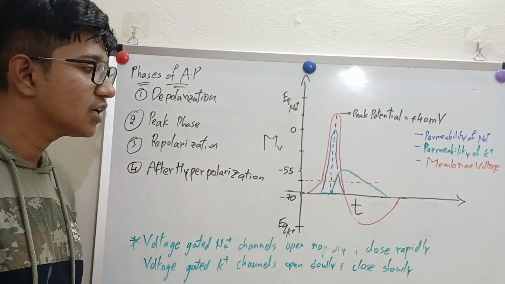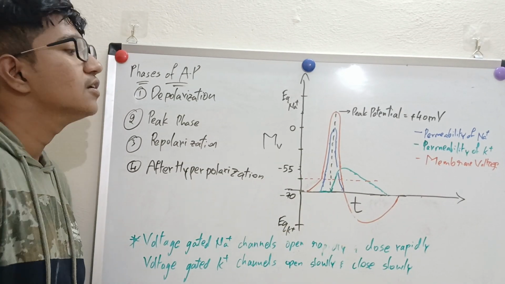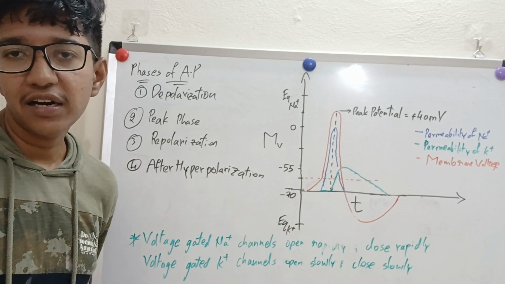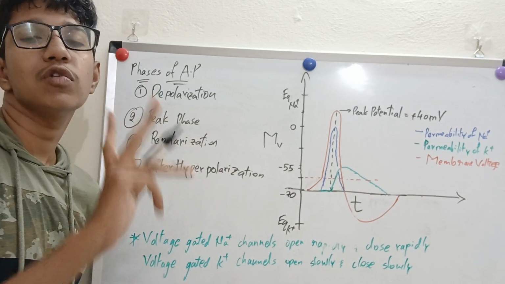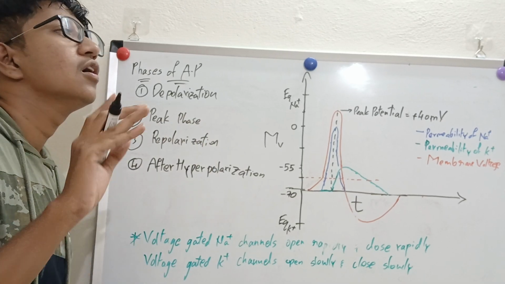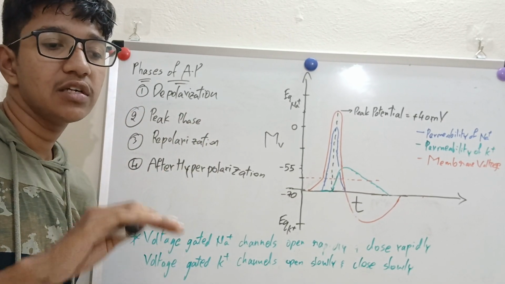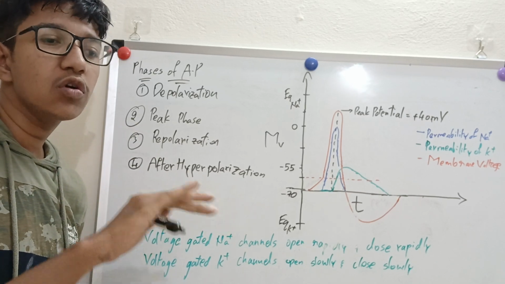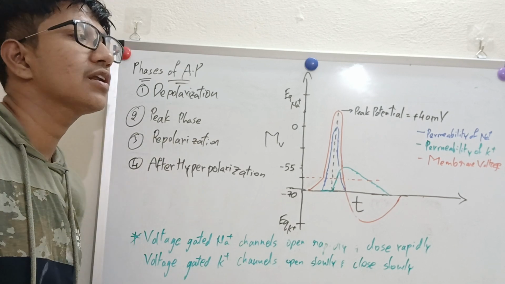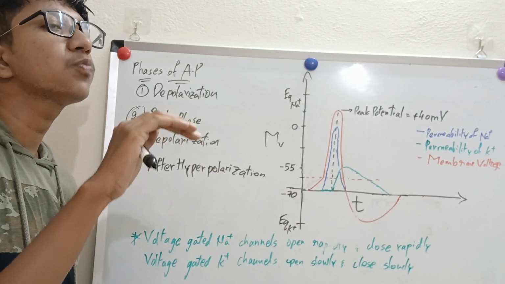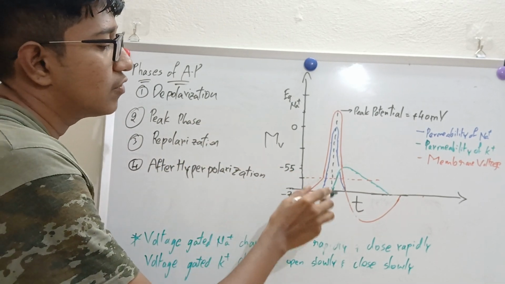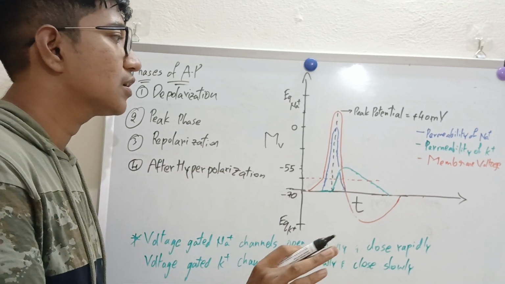Say the graded potential reaches a particular value, the threshold potential, that is minus 55 millivolts. It causes the opening of voltage gated ion channels, both voltage gated sodium ion channels and voltage gated potassium ion channels. But the voltage gated potassium ion channels, though they activate, don't open at that particular time. Voltage gated sodium ion channels open very rapidly at that time, while voltage gated potassium channels open slowly. So, though they are activated, they don't open at that particular point.